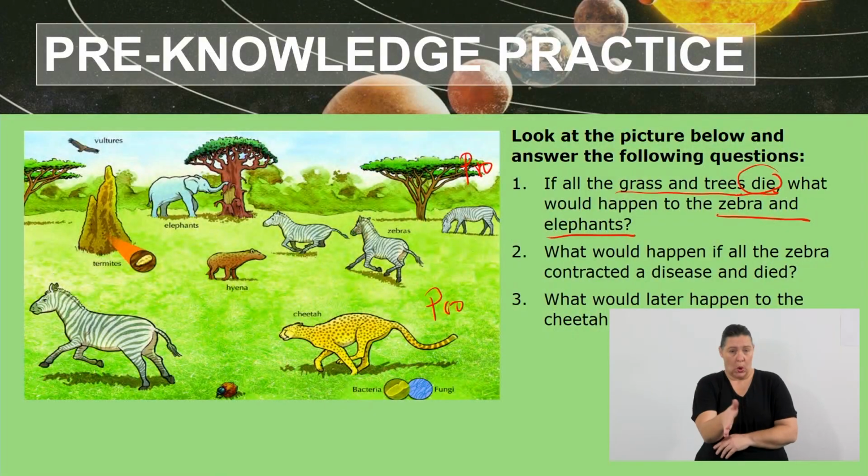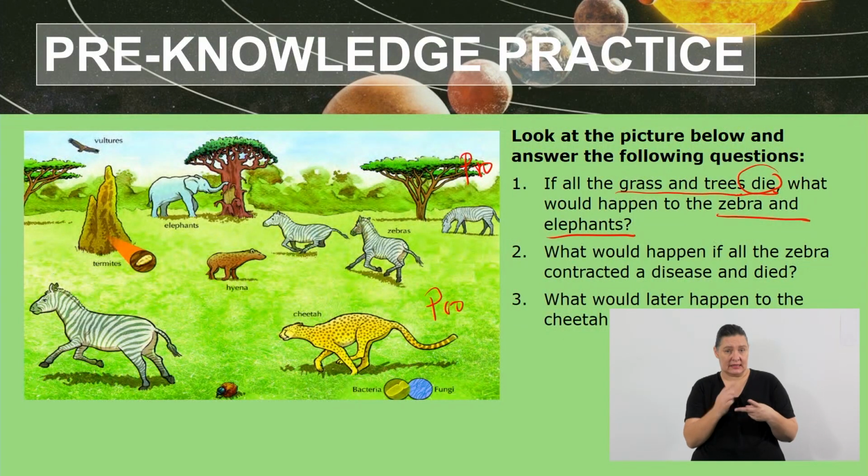So what normally would happen is that if the producers die, or if the grass and trees die, then the elephants and the zebras would not have food to eat, which could potentially lead to their death. That is our first question. Now, our second one says, what would happen if all the zebras contracted a disease and died? So now we are speaking about the herbivores. What would happen if they were all to die?